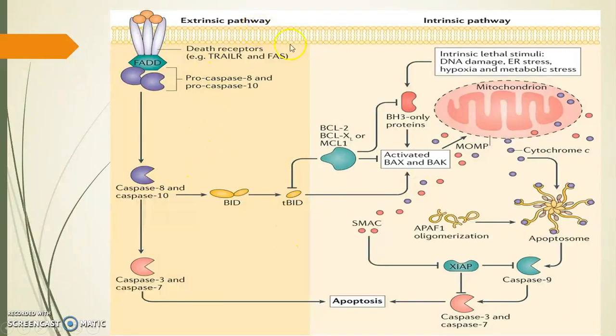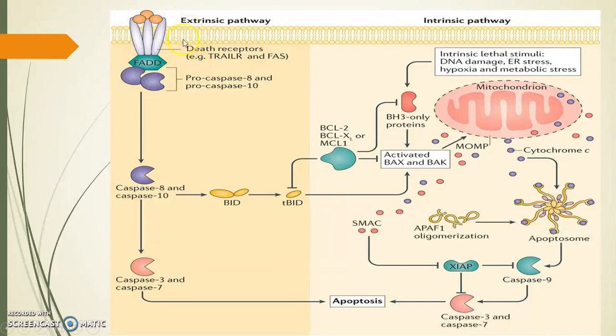Okay, so in this slide we are going to discuss again, as I told you earlier, the two pathways: the intrinsic as well as the extrinsic pathway. As I told you, in the intrinsic pathway mitochondria is involved. There will be intrinsic lethal stimuli like DNA damage, ER stress, hypoxia, that is the lack of oxygen, or metabolic stressful conditions. Cytochrome C will be released along with APAF1, forming the apoptosome, caspase 9 and the effector caspase 3 or 7, and apoptosis will be performed.